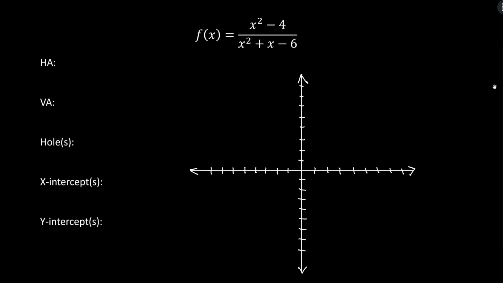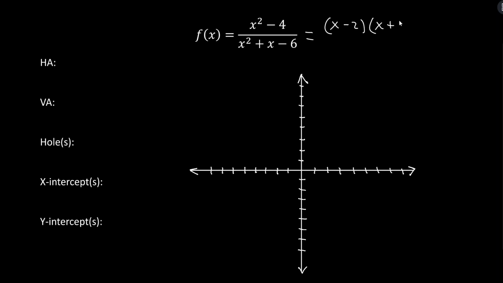This is example 2, and in this case, you can pause the video and try this on your own. The thing I recommend to do first is definitely to factor the numerator and the denominator. Notice the last one was given in factored form, and this one is not. So anytime we have something not in factored form, we just want to go ahead and factor the numerator and denominator. So the numerator is a difference of squares.